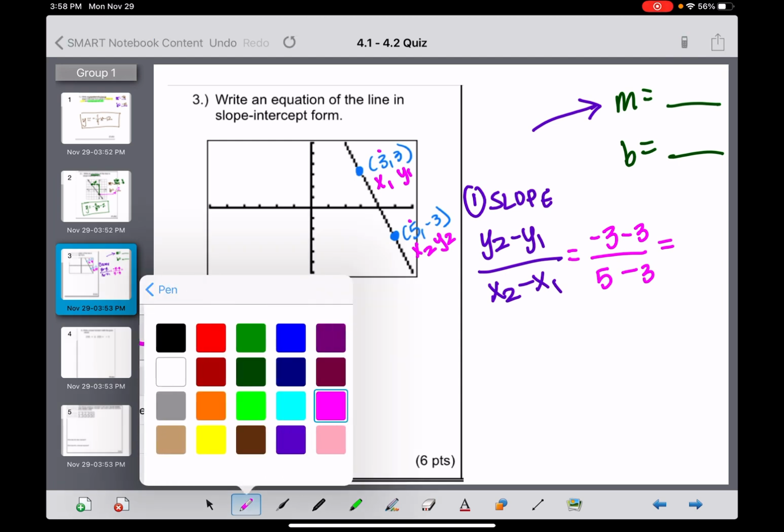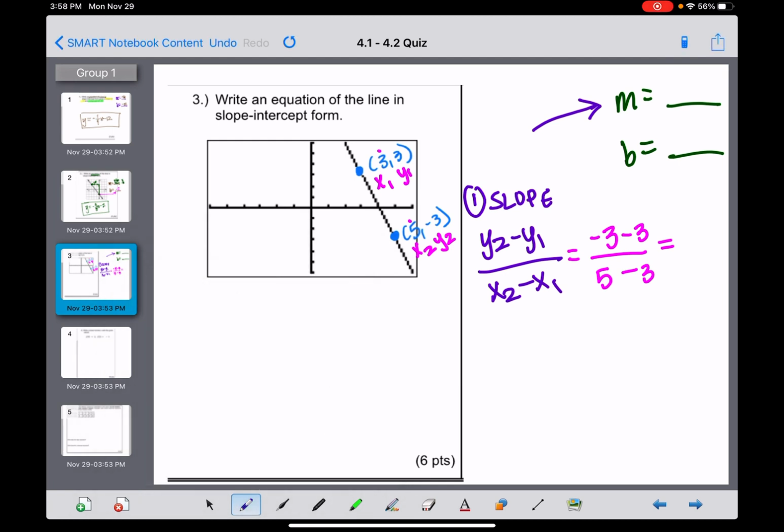So simplified, negative 3 minus 3 is negative 6. 5 minus 3 is 2, and that reduces. Negative 6 divided by 2 is negative 3. So my slope is negative 3. So now that I have my slope, I'm going to go into my equations.